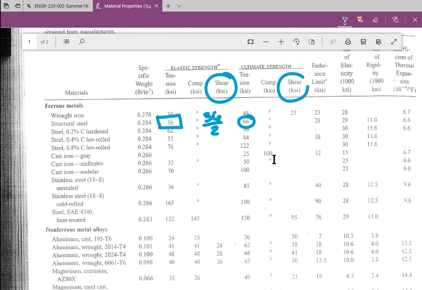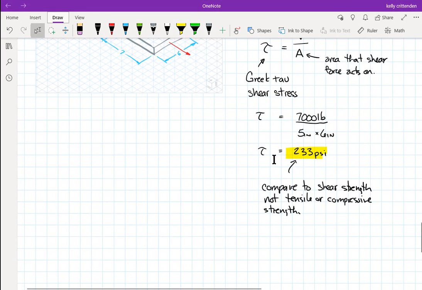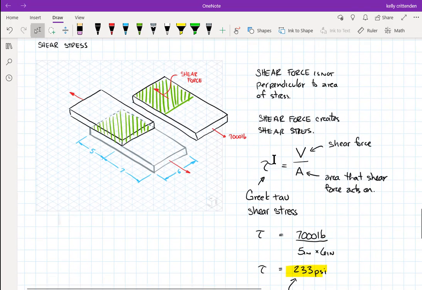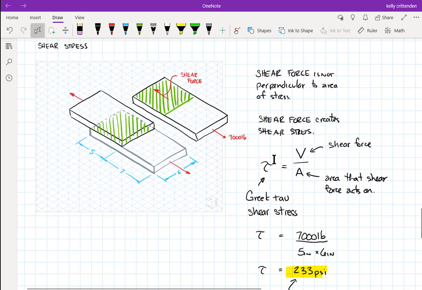So if you calculate this number, it was a really low number, 233 psi, and you compare it to the tensile or even the compressive strength, then you're not comparing it to the right thing. You might design the part wrong. So you do need to be able to tell the difference between shear stresses and axial stresses. You tell the difference by, is the force that created that stress perpendicular to the area the stress is on or not? If it is perpendicular, then it's a tensile or compressive. If it's not perpendicular, and in our class it's pretty much always going to be parallel, then it's a shear stress, and you can't interchange them.